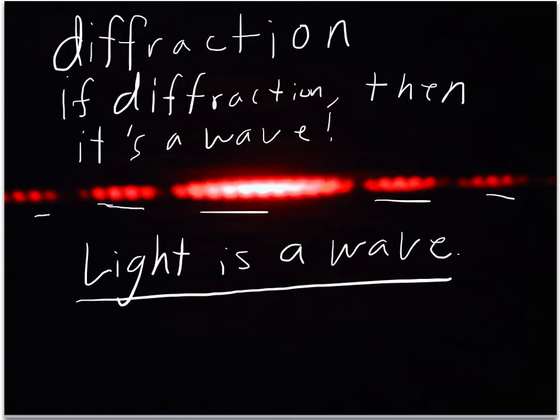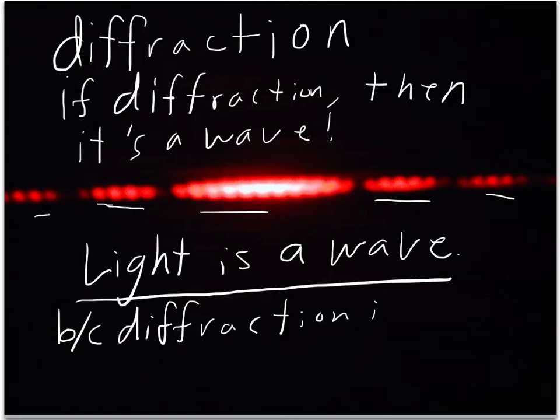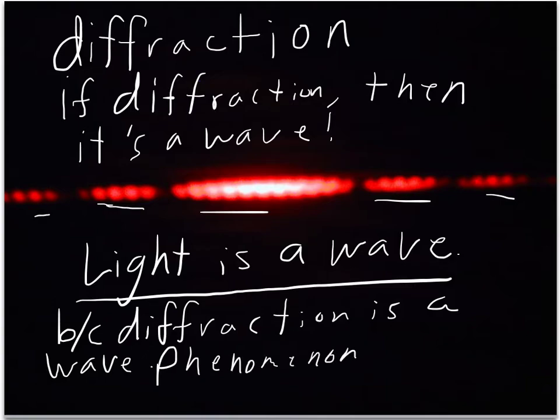And if you're ever asked to defend that answer, you would say, we're seeing diffraction, and diffraction is a wave phenomenon. So light is a wave because diffraction is a wave phenomenon. If you're ever asked, how do you know light is a wave? You could say, in the double slit experiment, light diffracts, therefore light is a wave because diffraction is a wave phenomenon. Phenomenon just means thing that happens.